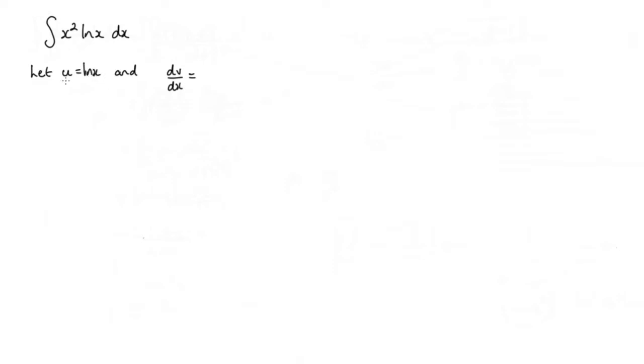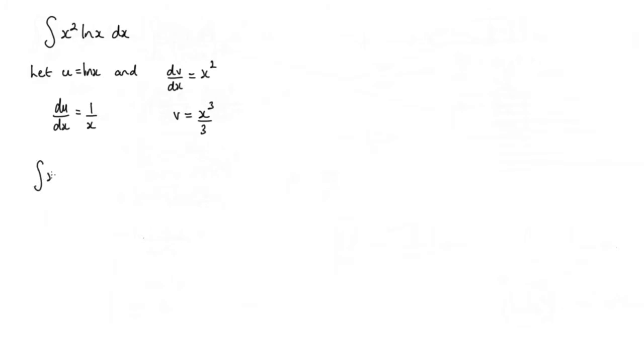Now I can differentiate log x, du by dx would be 1 over x. And dv by dx, well, that needs to be x squared. And when I integrate that, I'm going to get x cubed over 3. Now I can actually pop these into the integration by parts rule.